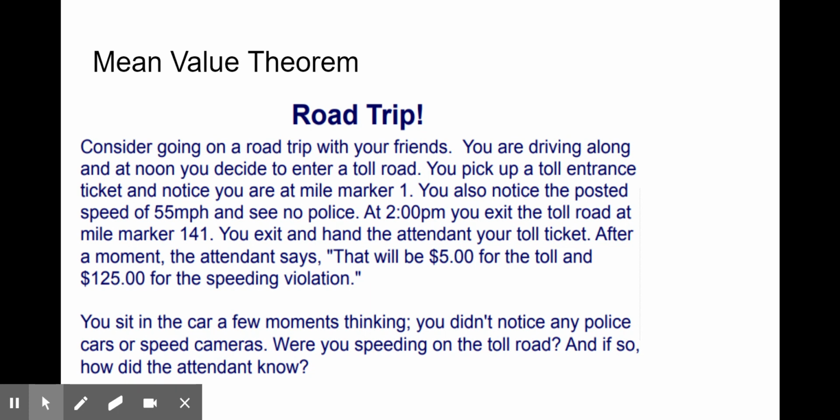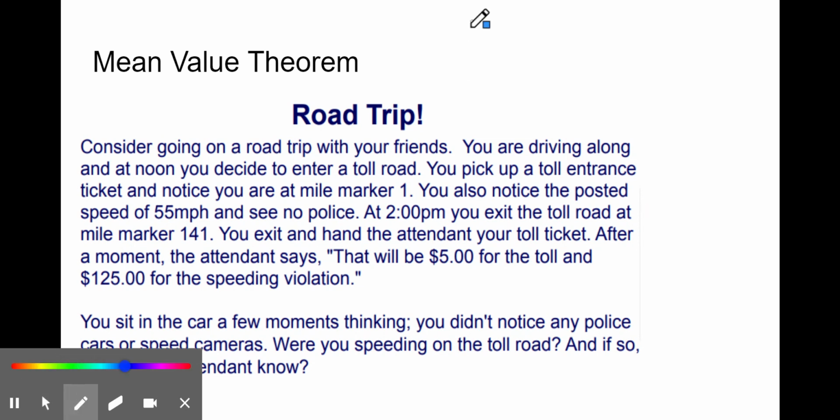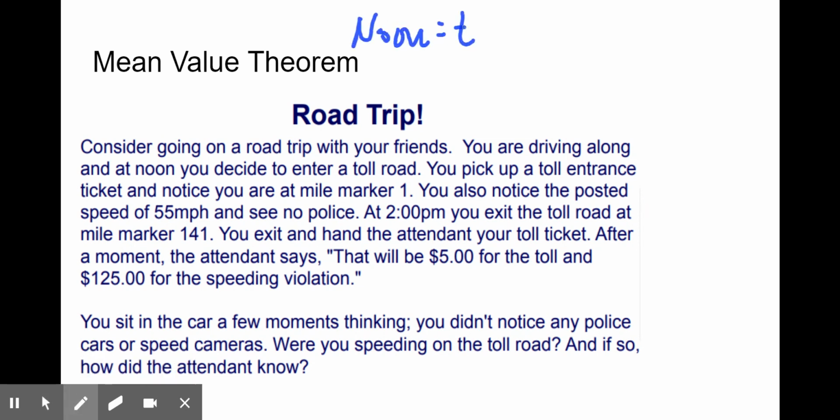You exit and hand the attendant your ticket, and then it's $5 for the toll and $125 for speeding. No police cars, no police cameras. Were you speeding? And how did the attendant know? Well, first of all, you were definitely speeding, and I think everybody can see that. Because what happened? Let's say noon will be t equals 0. So at t equals 0, you're at mile marker 1. At t equals 2, 2 p.m., 2 hours later, you're at mile marker 141.